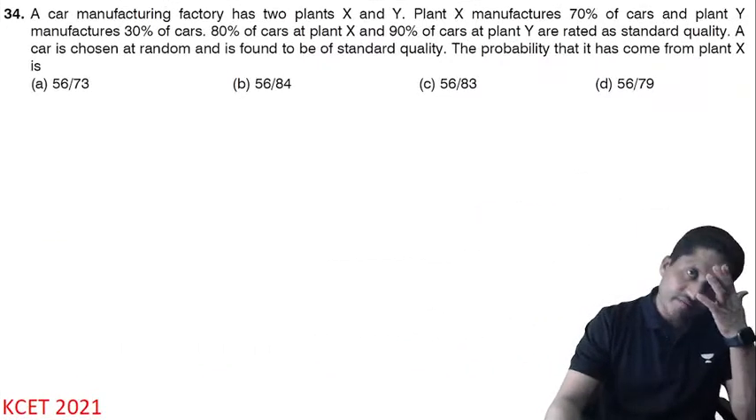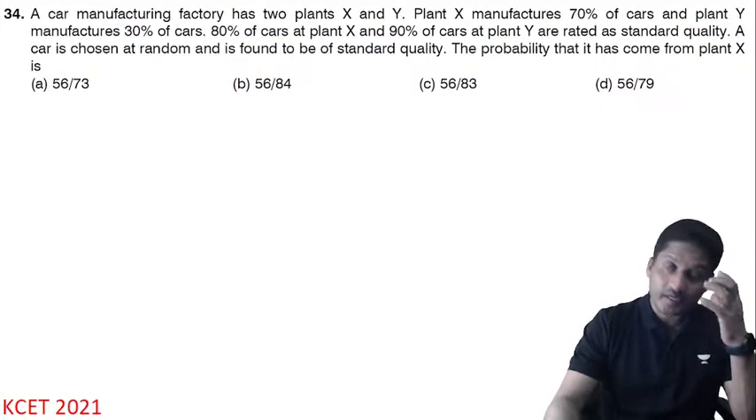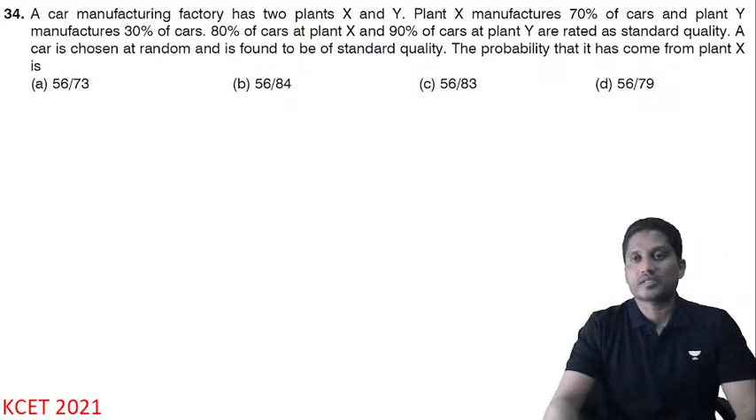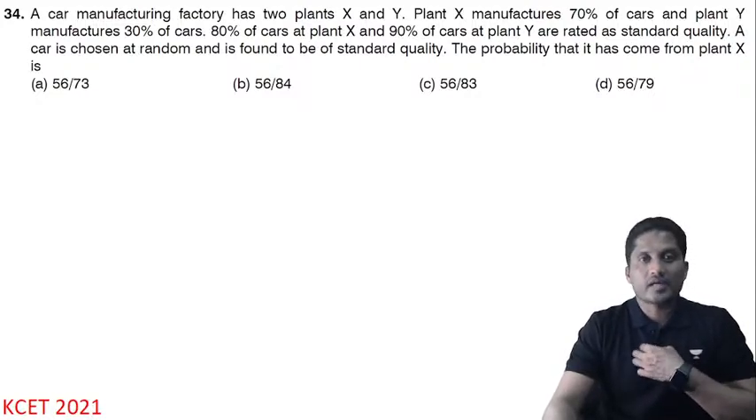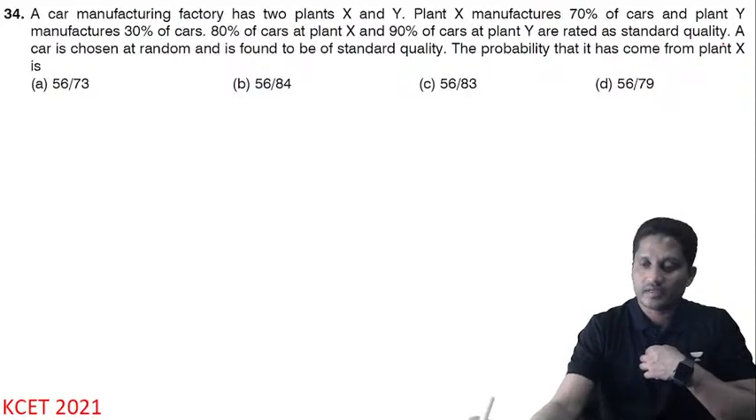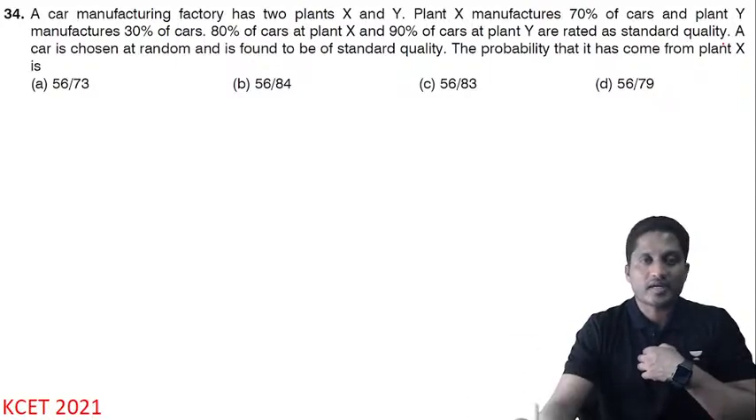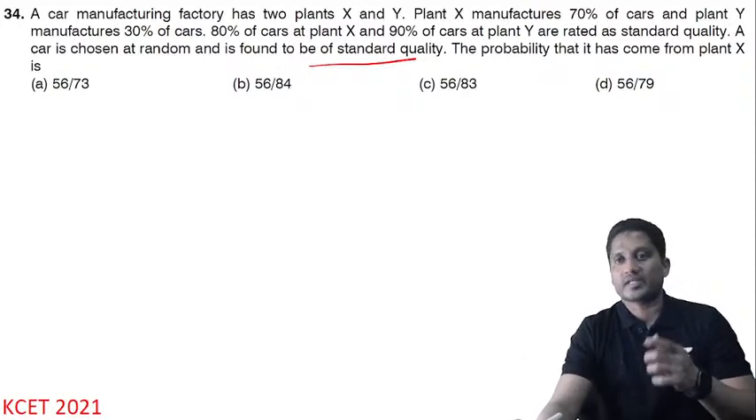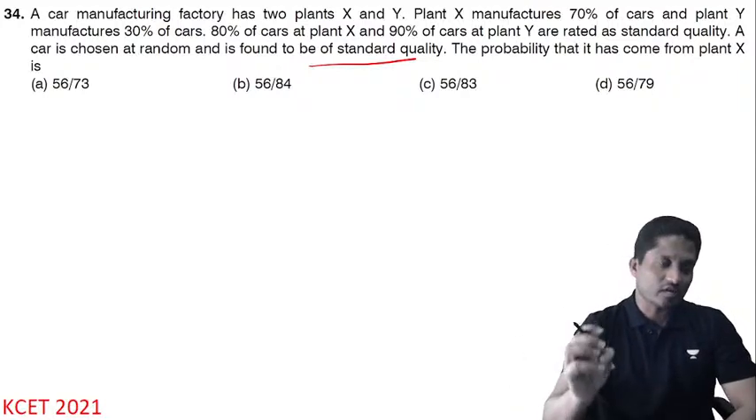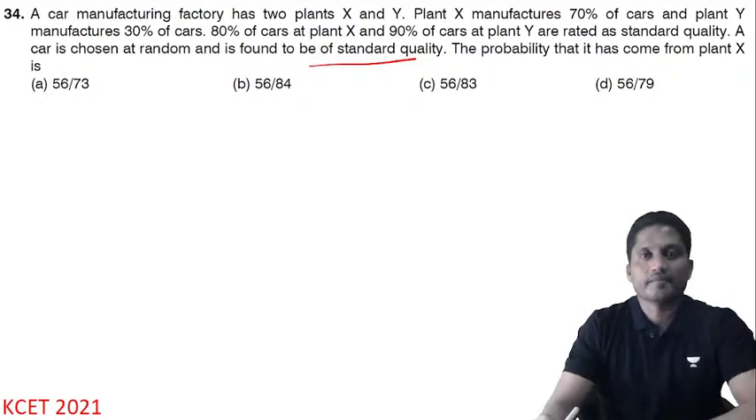A car manufacturing factory has two plants X and Y. Plant X produces 70% of cars and plant Y manufactures 30% of the cars. Now 80% of the cars at plant X and 90% of the cars at plant Y are rated as standard quality. A car is chosen at random and found to be of standard quality. This is an event which has happened. The probability that it has come from plant X. It's a question on Bayes theorem.